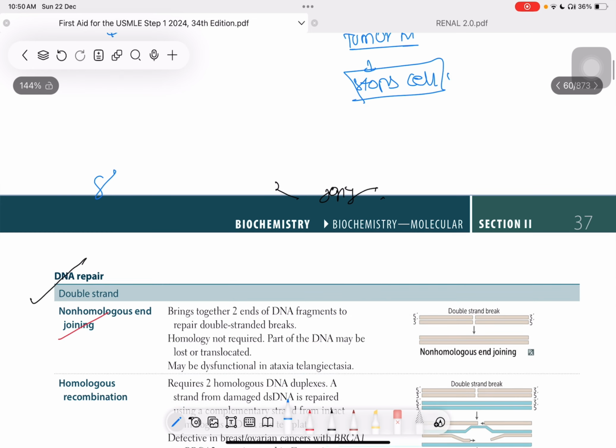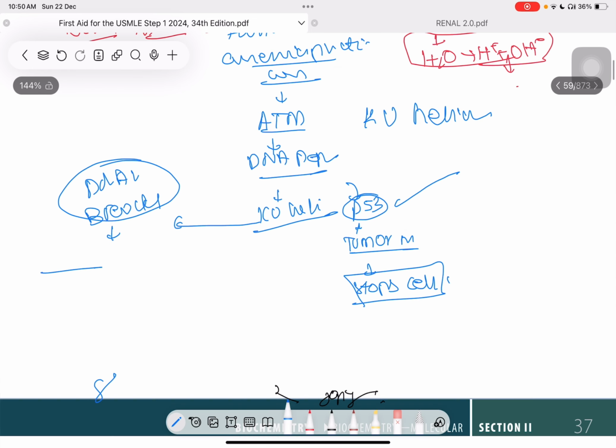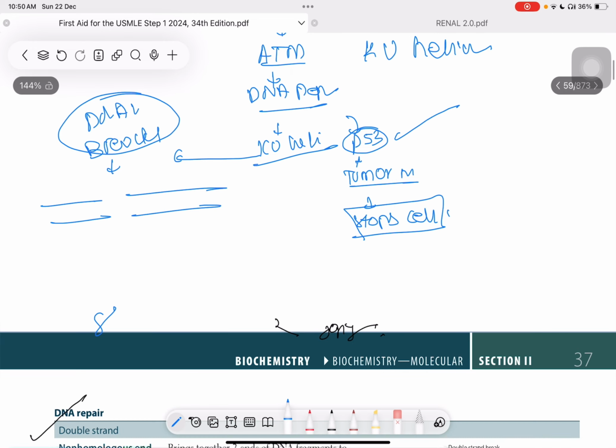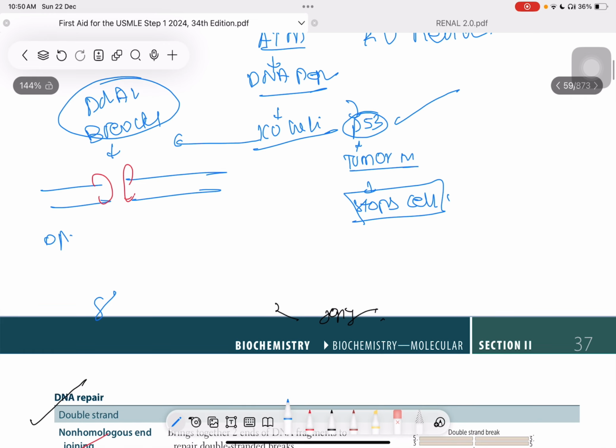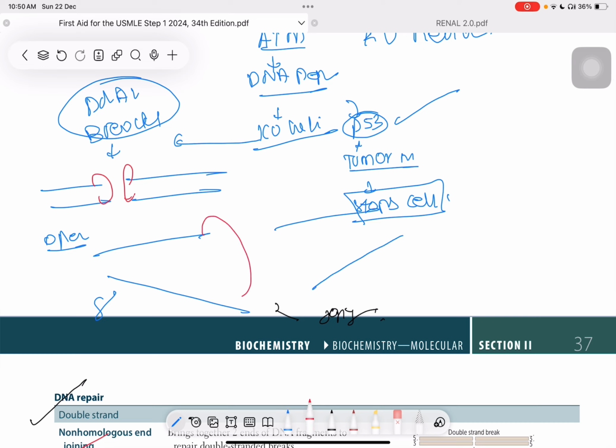What do you mean by non-homologous end joining? See, this is DNA, and your KU helicase will attach over both ends of the break. Once this attaches, you have opening of the DNA strands. See, these DNA strands will open. You have KU helicase over here, and they will just join when there are complementary bases to each other.